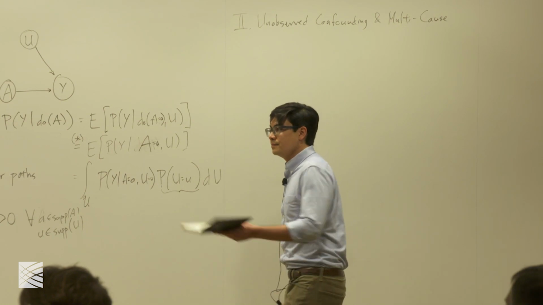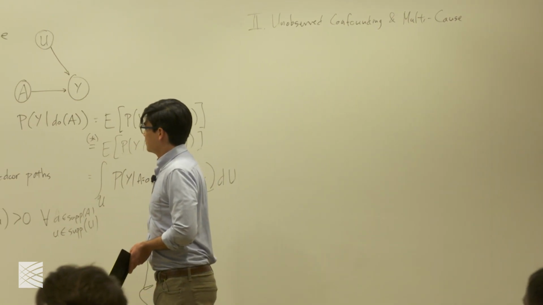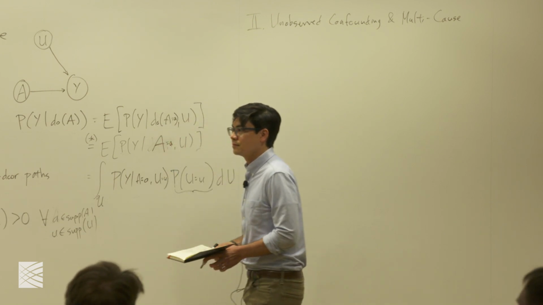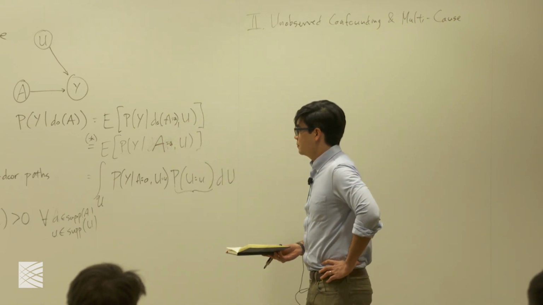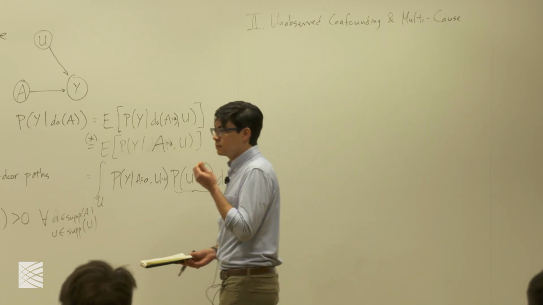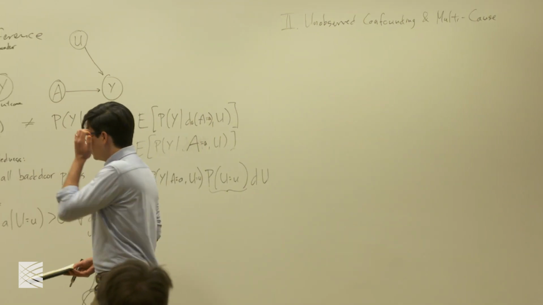Just a question. Mm-hmm. So when you say observe, do you mean know, say, the probability exactly of the value of A given the value of U, or do you mean we've sampled enough data that we can estimate this quantity reasonably well?